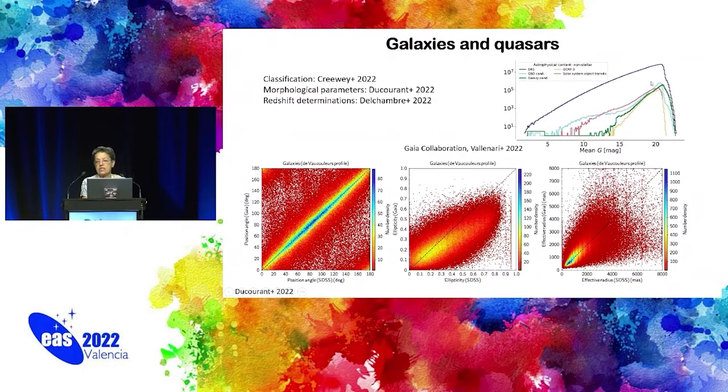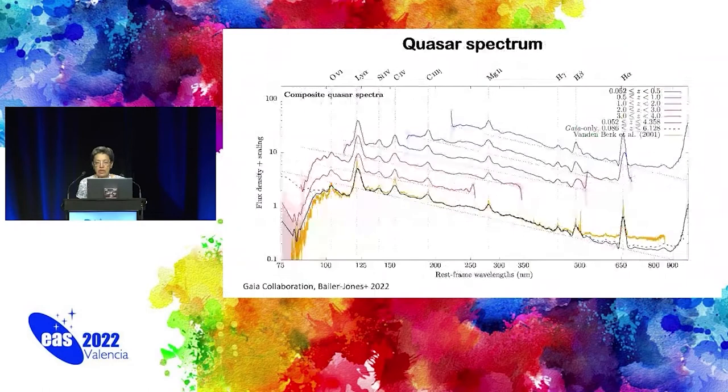Of course, these tend to be objects that are fainter than many of the stars, but this is what we expect. We have here a composite of the spectra of the quasars, because we observe quasars at different redshifts, and when we correct for the redshift, and then we have the spectrum at rest wavelength, we can compose all of them into only one spectrum, and this is the solid black line on the bottom, and it is compared with other ground observations, which is the orange line. This is not new, but as Anthony also said yesterday, it is something that at the beginning we didn't anticipate that Gaia could produce.